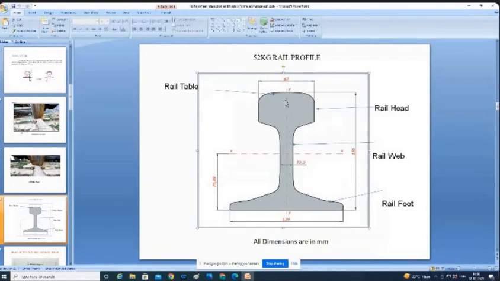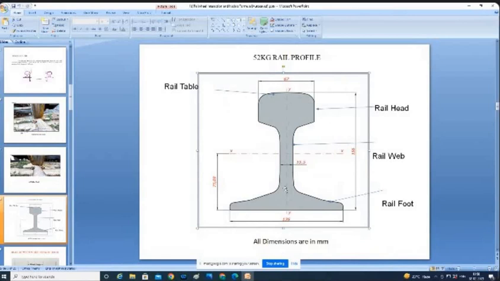Why the top is given a little thicker and the bottom is thicker, and in the rail web area it is narrow, that is a separate discussion we have to make. So now you have to understand this is called a flat footed rail. This is called a 52 kg flat footed rail, and these are the dimensions.